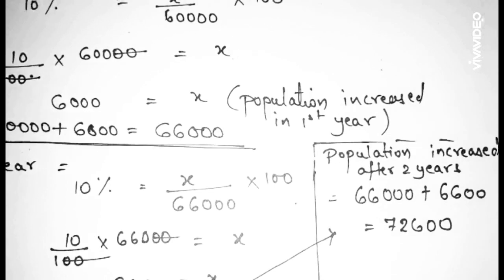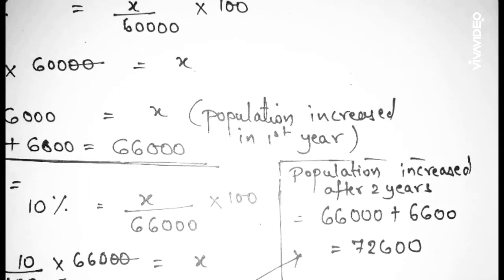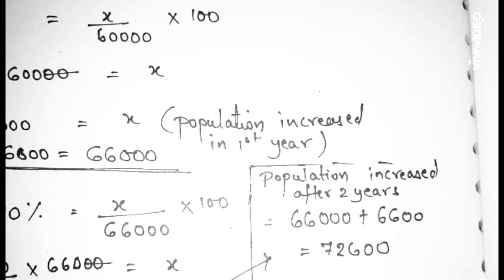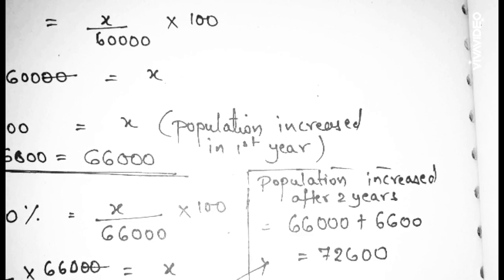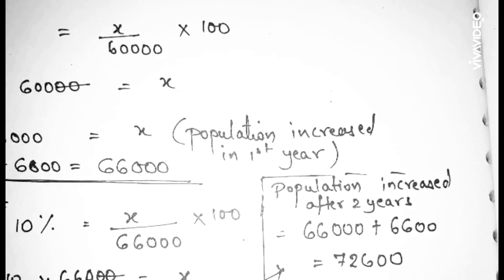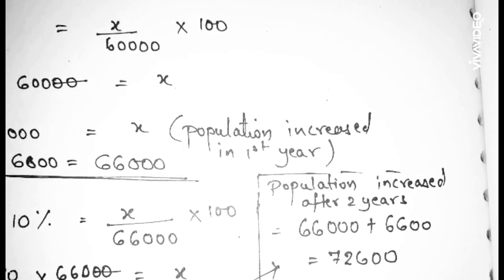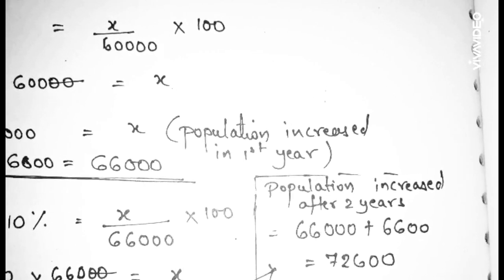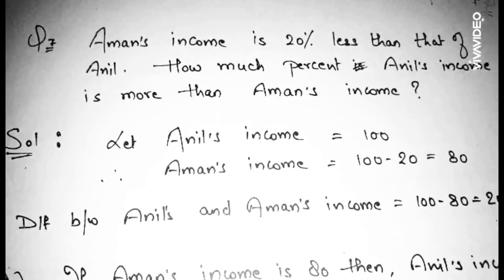So the total population after 2 years is 66,000 plus 6600, that is 72,600. So basically in that town, the population after 2 years will be 72,600.